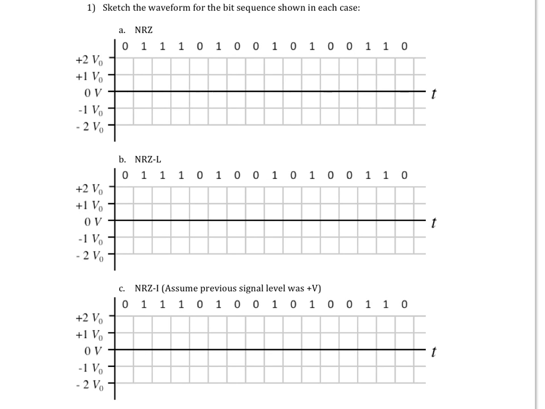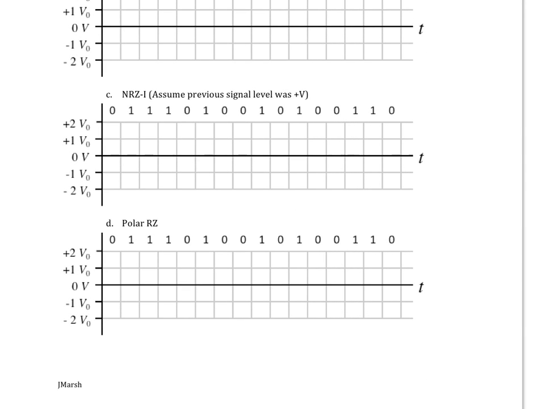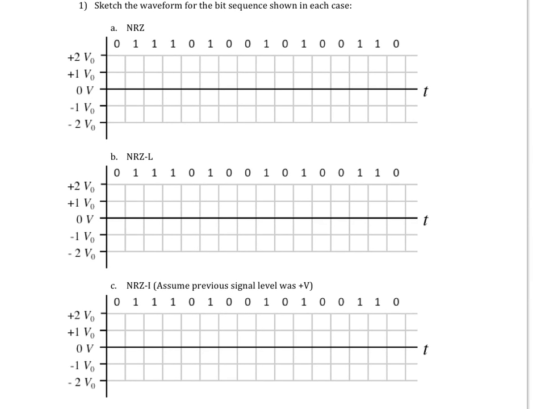Okay, in this video I'm going to do some example problems of sketching various waveforms given a bit sequence. So here I have some little pieces of graph paper, and I've given a sequence of bits, zeros and ones, and it asks you to graph the waveform for NRZ, NRZL, NRZI, and then at the bottom polar RZ or just RZ. Let me follow this along. Each one of these is simply a matter of following the rules.